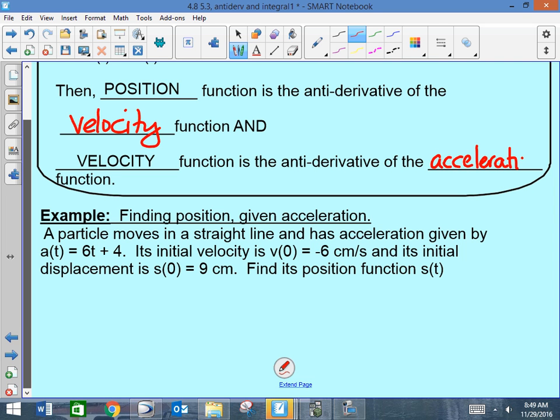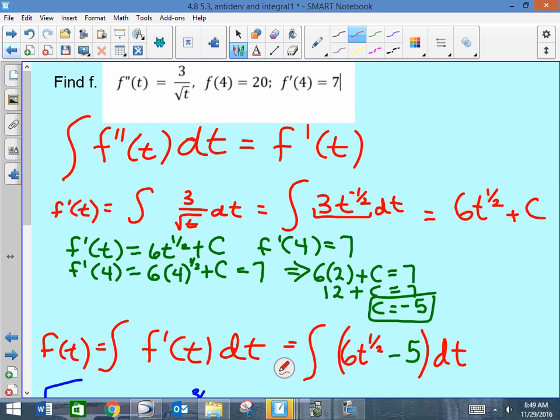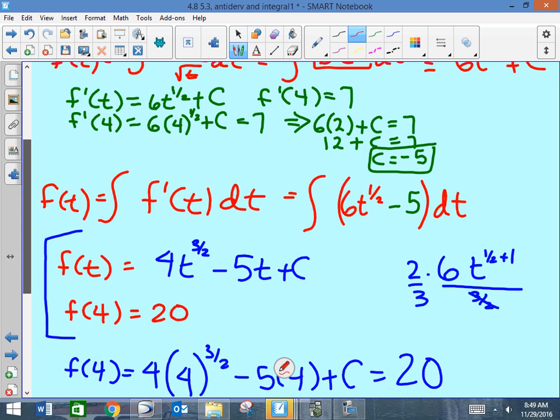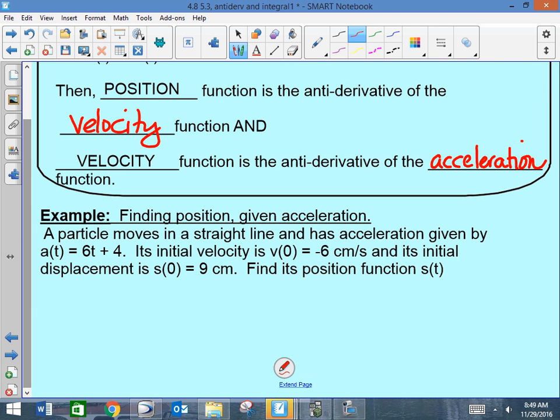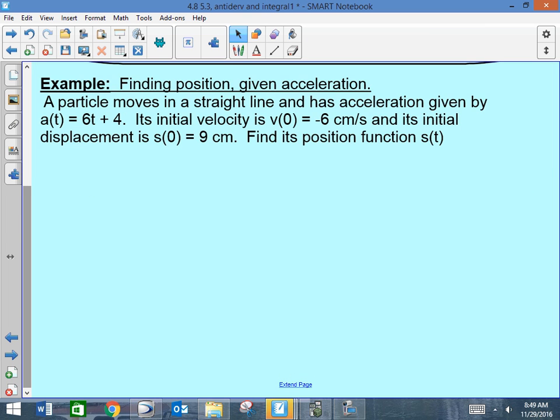Okay? All right. Just FYI, I have been very careful about identifying what we're going to get when we take the antiderivative, what we're going to get when we take another antiderivative. Keep that. It'll help you stay organized as well. So let's try this. It's very similar to what we just did.